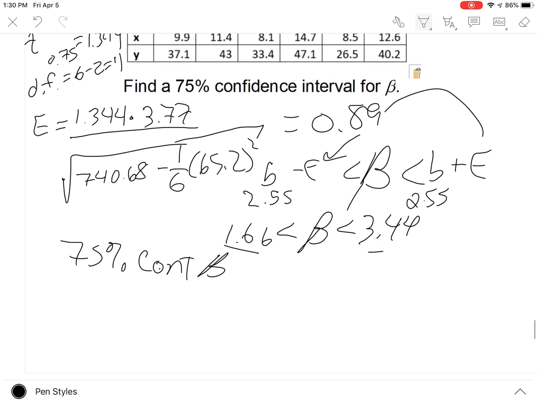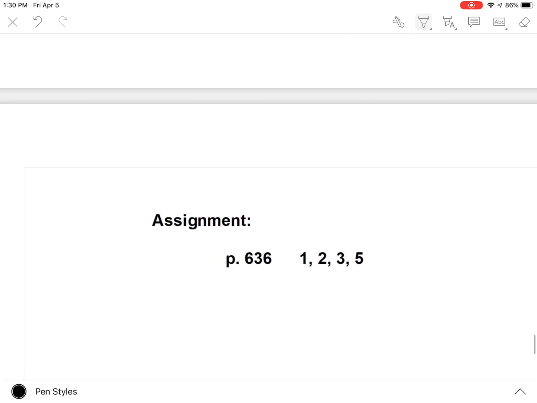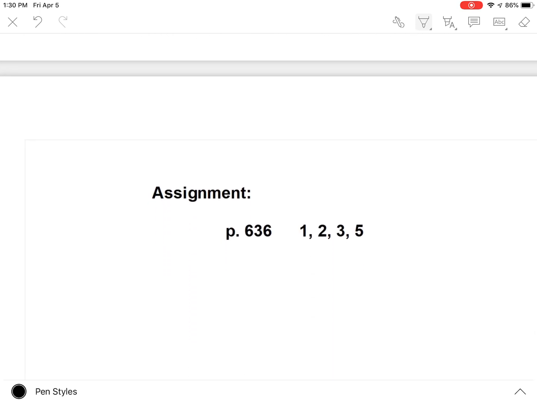Again, I really like this section because it's right before the final exam, and it kind of incorporates some confidence intervals we haven't done in a while, and it's also going to put in some hypothesis tests that we've kind of been doing recently. So try out 1, 2, 3, and 5. They've got a lot of different parts to them, so maybe you just want to try 1 and see how it goes from there. It's got the answers in the back of the book.